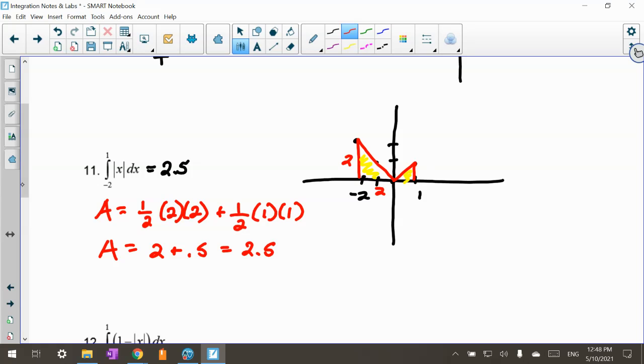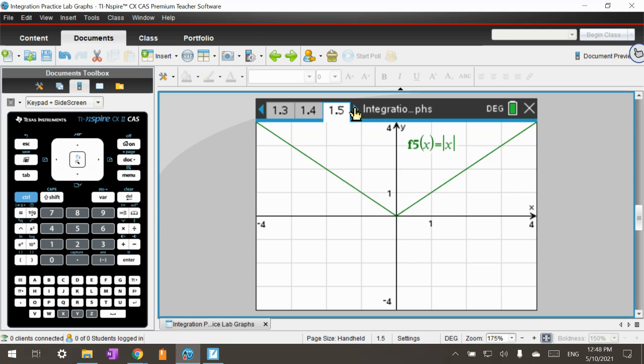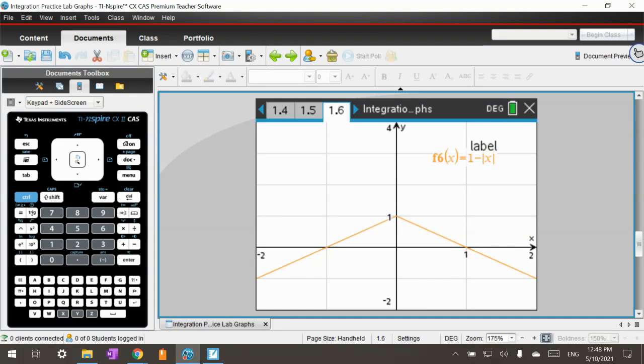All right. Let's look at number 12. I think the answers on the answer key online are right, but I think my picture's not quite right. So when I graph 1 minus radical x, and I'm going from -1 to 1, I'm actually going to look at the graph on this one as well. So this one is 1 minus radical x.